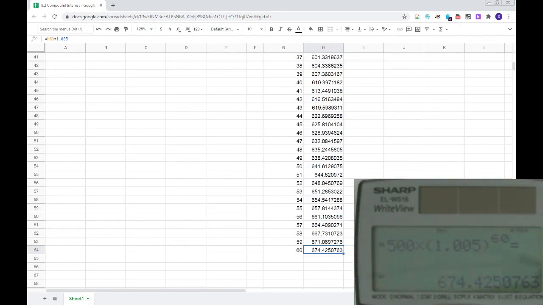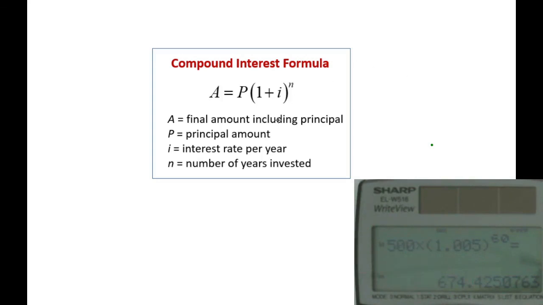so what we notice is in our original formula, we had an I and an N. When we compound the interest more frequently, the I changes, gets smaller, and the N gets bigger. So we need a new formula for this.